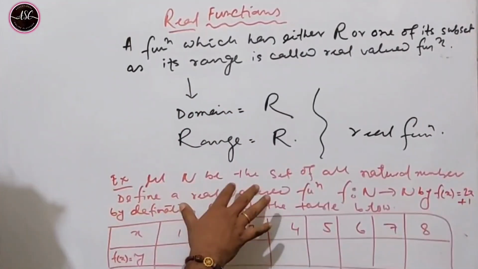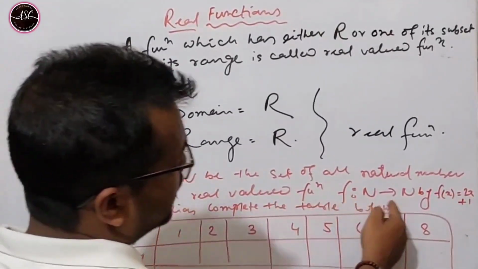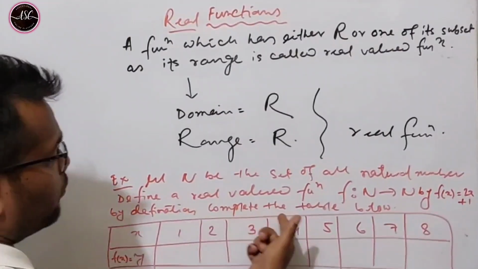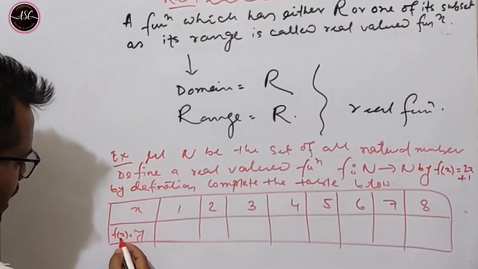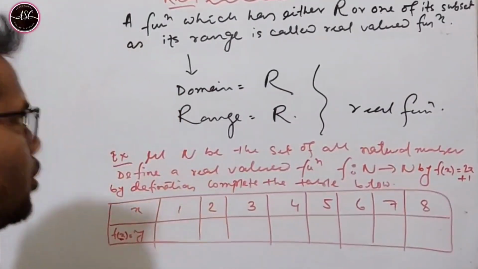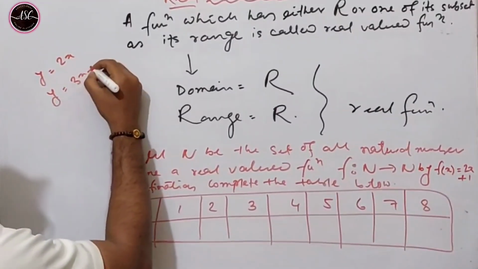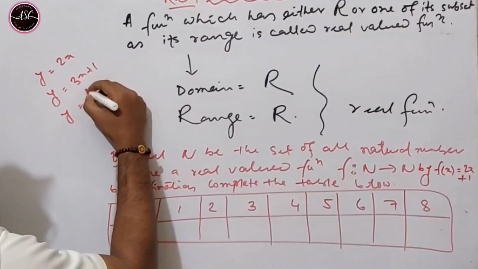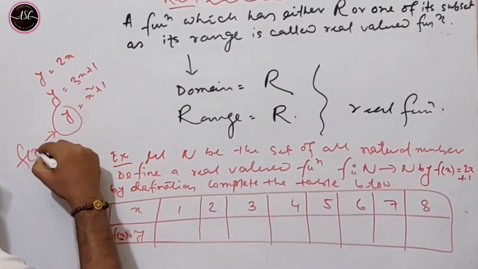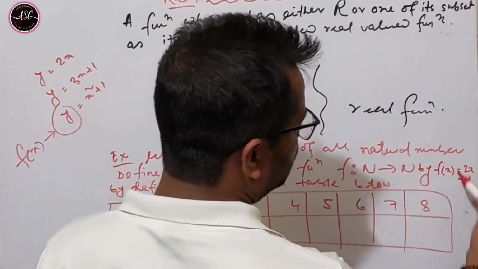Okay, look at the example. Then look at this question. Let N be the set of all natural numbers. Okay, then define a real valued function f from N to N by f(x) equal to 2x plus 1. By the definition, complete the table below. Here f(x) means y. Okay, in relations we saw that y is equal to 2x, y equal to 3x plus 1, y equal to x square plus 1. Here this y can be represented as f(x). Okay, so here f(x) equal to 2x plus 1.